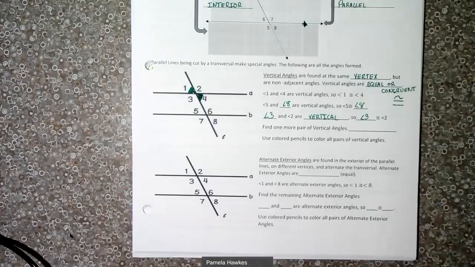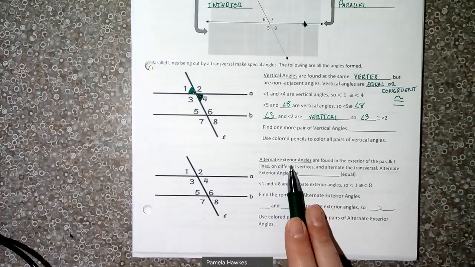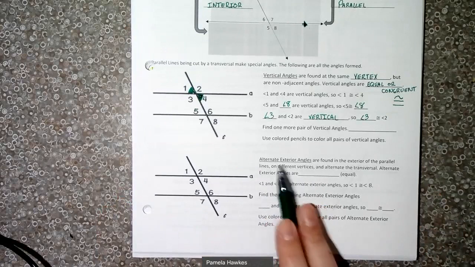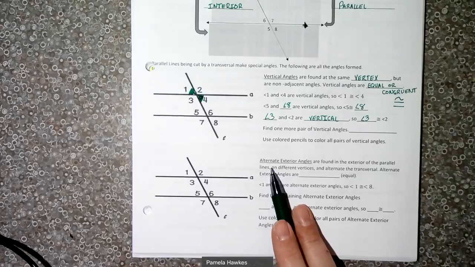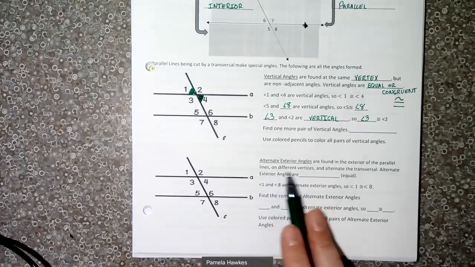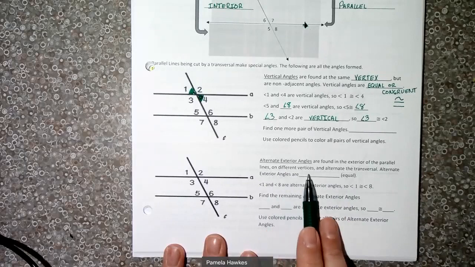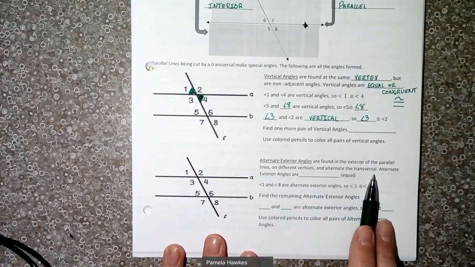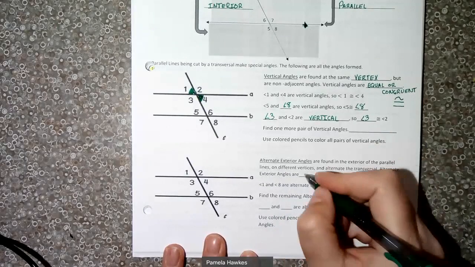The next one is alternate exterior angles. We know they're exterior angles. What does that tell me if they're exterior? They're on the outside. What do you think alternate means? Alternate means opposite sides of the line. Opposite sides of the transversal. So alternate exterior angles are found in the exterior of the parallel lines, on different vertices, and alternate the transversal. Alternate exterior angles are equal, which is what? Congruent.